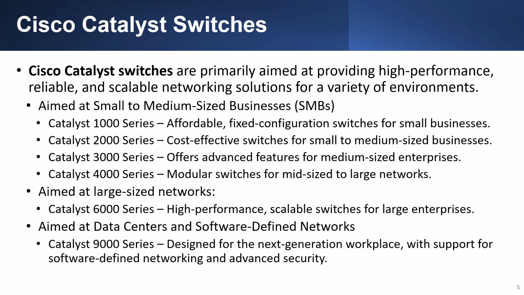Aimed at large-sized networks, Catalyst 6000 series are high-performance scalable switches for large enterprises. Aimed at data centers and software-defined networks, the Catalyst 9000 series is designed for the next generation workplace with support for software-defined networking and advanced security.